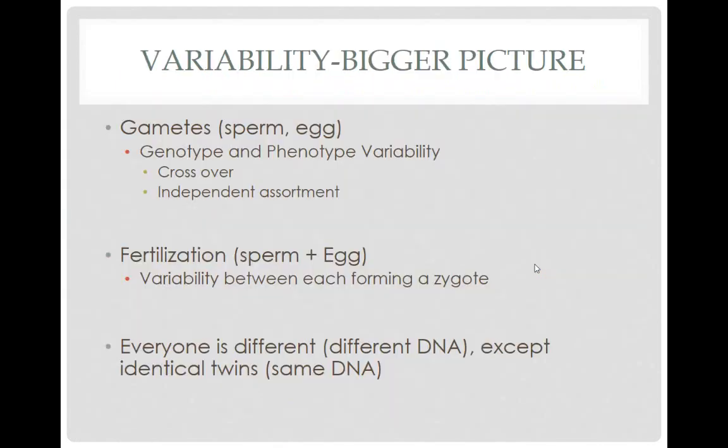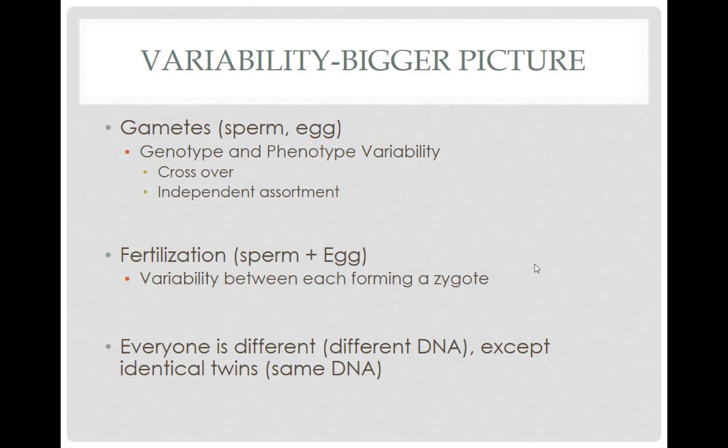So again, the first bullet there is exactly what I went over. The gametes, the sperm and the egg, the genotype and the phenotype are very variable because of the crossover and the independent assortment. So think about that, and then you get this random sperm and this random egg that are going to fertilize, and we don't even know which one it is going to be.